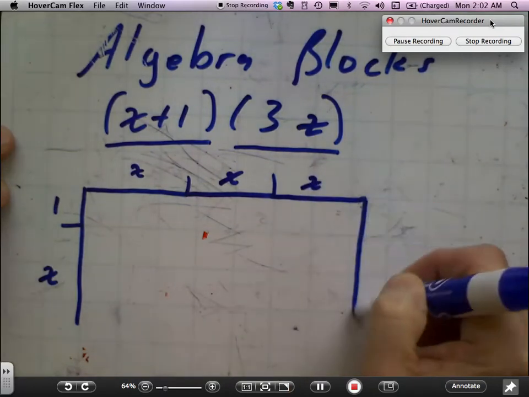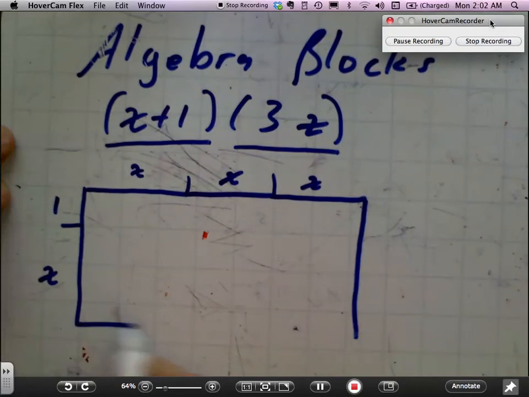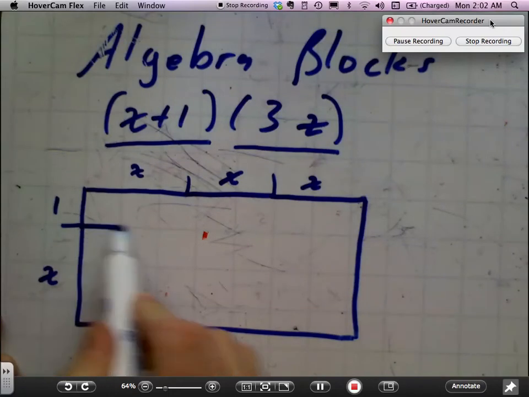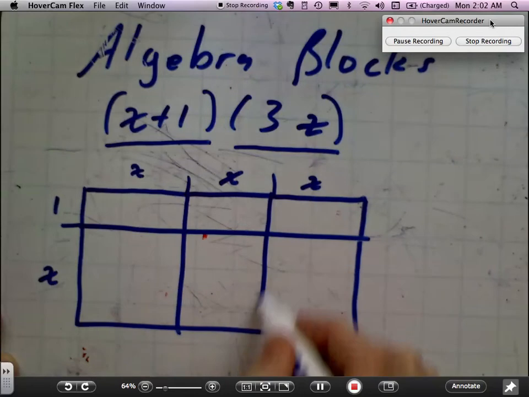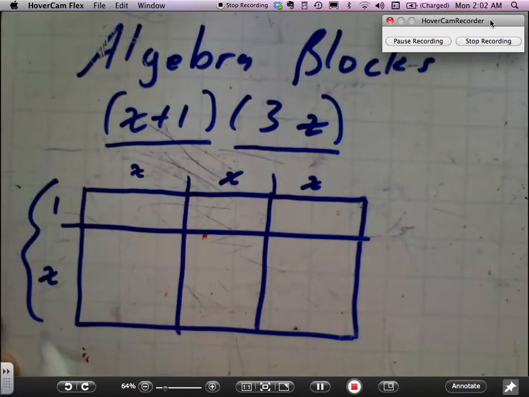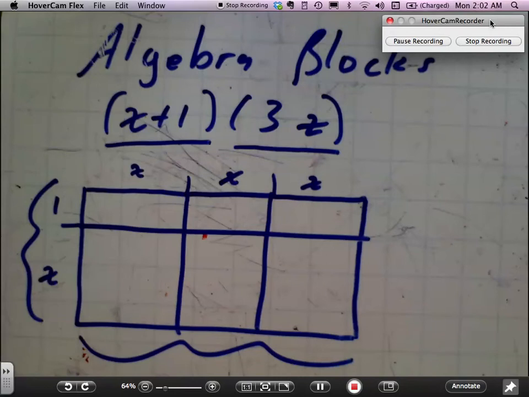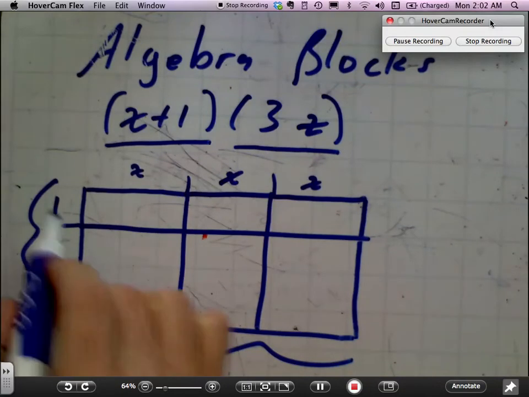Again, you don't have to draw it out perfectly to do the algebra block. But I think if you do set up the right proportions, it does help you see what's going on a little better. And now obviously I can create all of my smaller blocks, because this is simply the quantity x plus 1, and this here is the quantity 3x. So multiplying those together should be the same thing as finding the area of this algebra block. And we can find each one.